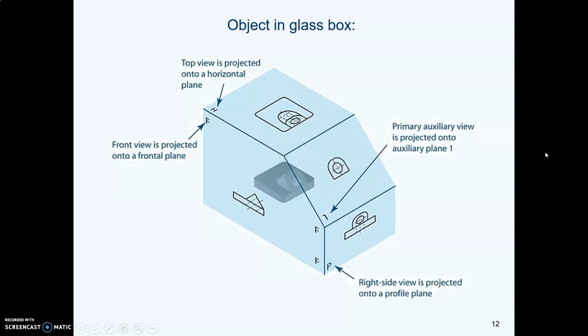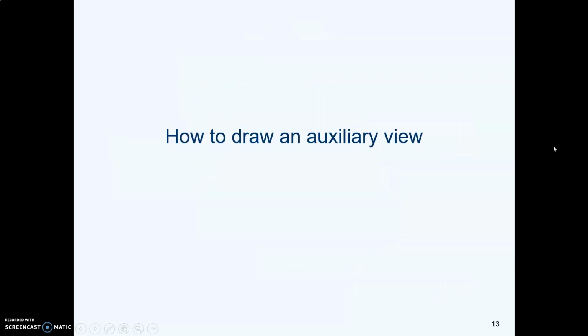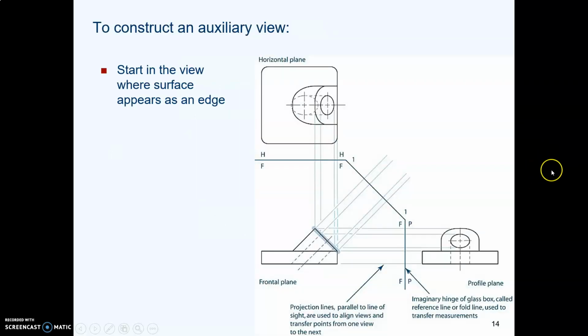Some drafters, especially old-time drafters, like to think about fold lines in their glass box. So here is our object where we're going to start drawing our auxiliary view. And the key idea is to think parallel, perpendicular. Every surface, every line in your auxiliary view is going to be parallel or perpendicular with this inclined edge view. So that's where you start.